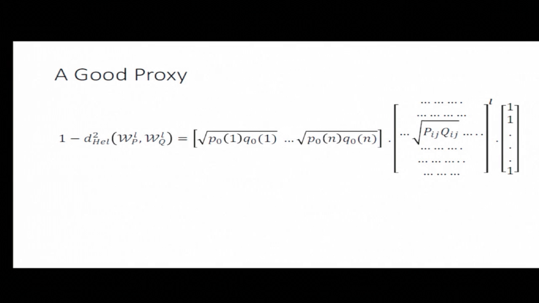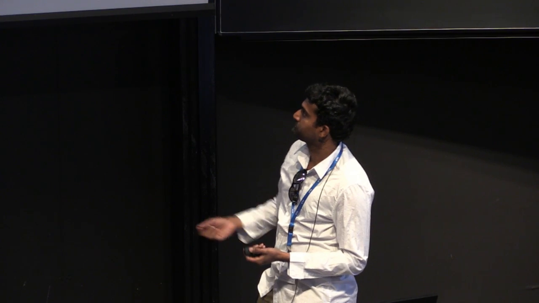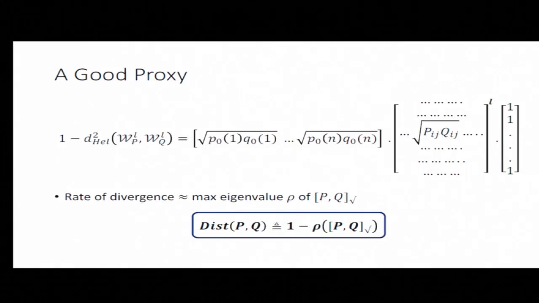So starting from this expression, we want to boil down to a single parameter notion of difference between two chains. And so we propose in our work, as a distance between two Markov chains, 1 minus the maximum eigenvalue of this matrix, which we call PQ square root. This roughly quantifies how fast the word distributions are going to diverge.